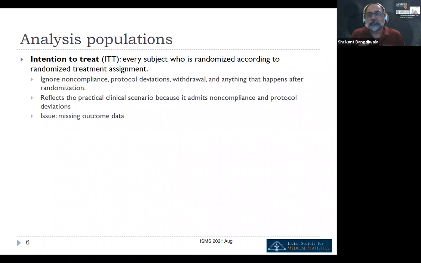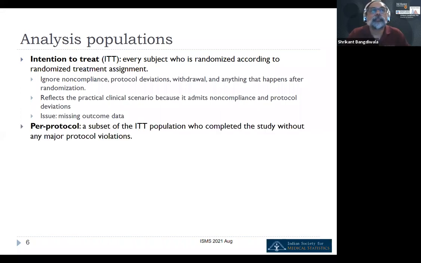The issue here is that if everybody has to be analyzed, what does that mean? Analysis means looking at the relationship between the intervention and the outcome. You have to have the outcome, so you must not have missing outcome data. This is the huge, crucial issue of how we handle missing outcome data, and we'll get to that point later.